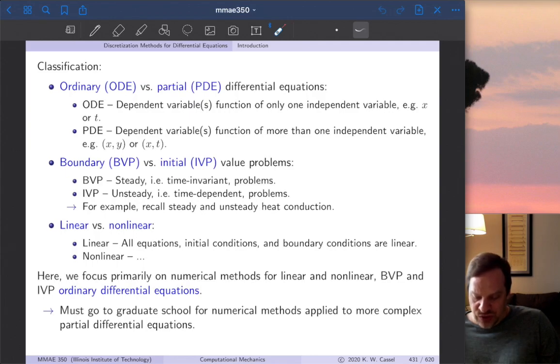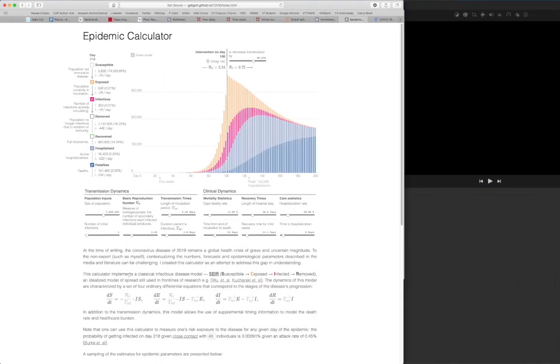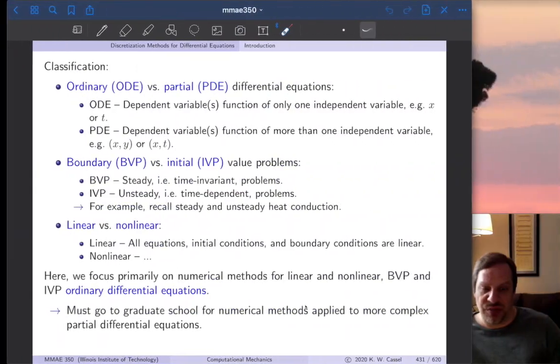And I'll show you in the next few videos some of the consequences and behaviors that you can see in nonlinear systems versus linear systems. It turns out that these epidemiology models are actually linear models. They are quite complicated. There's a lot going on in there, but they're actually linear models.